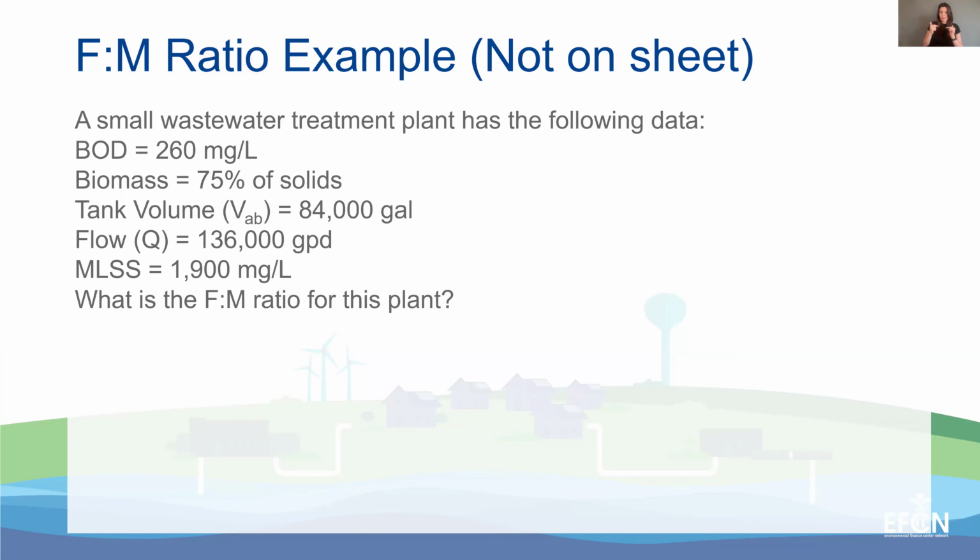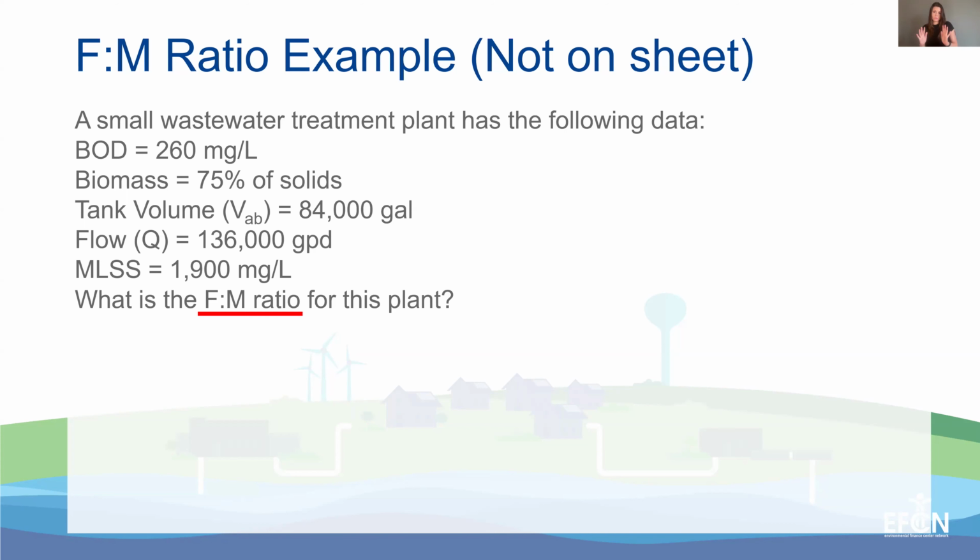So this example would look something like this. A small wastewater plant has the following data. We have a BOD of 260 milligrams per liter. The biomass is equal to 75% of your solids. You have a tank volume of 84,000 gallons. You have a flow of 136,000 gallons per day. You have a concentration of 1,900 milligrams per liter. And then you'll be asked, what is the F-to-M ratio of this plant?